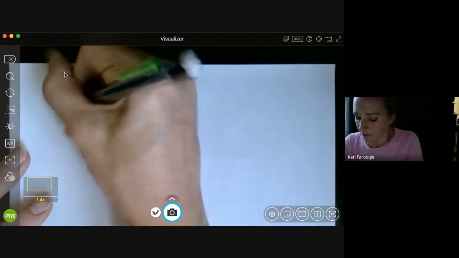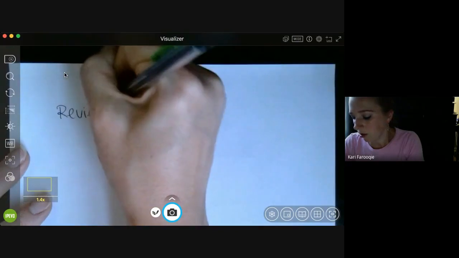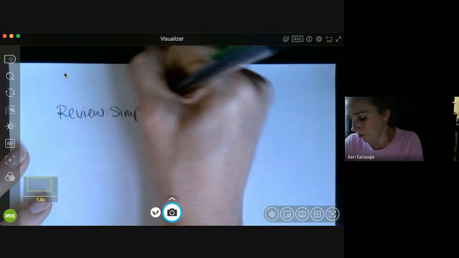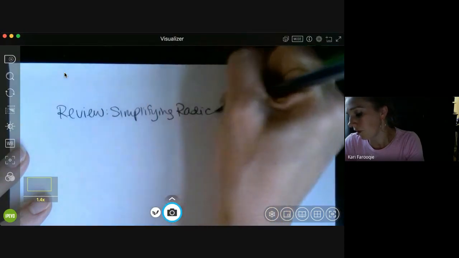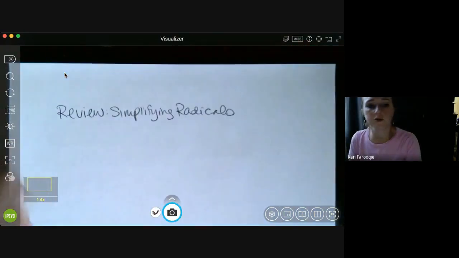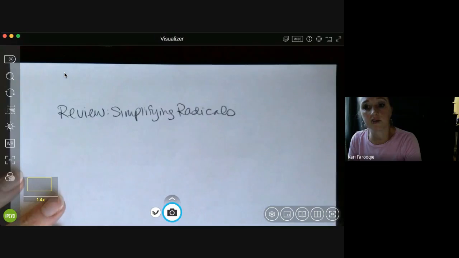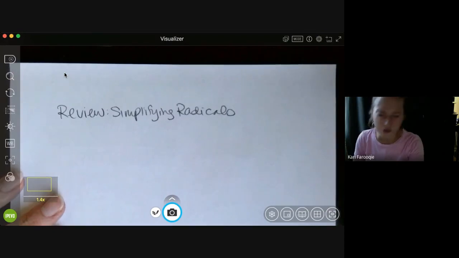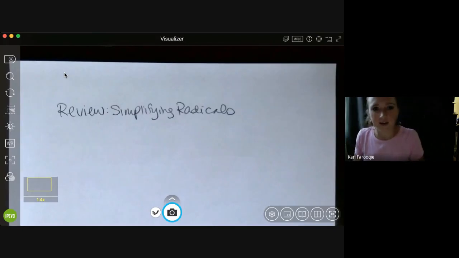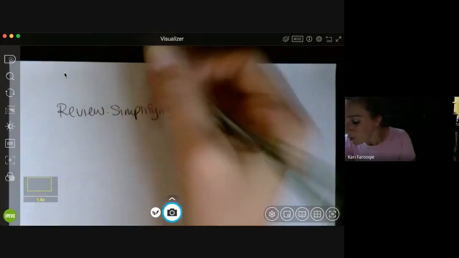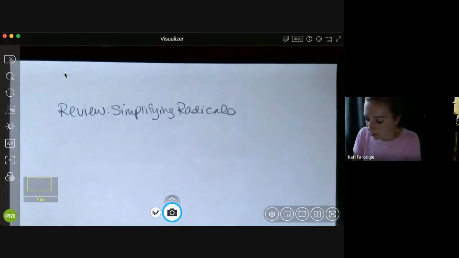Okay, I'm going to call it review, simplifying radicals. If you enter a radical that's not simplified as part of your answer, my math lab is going to give you the canned feedback that says, although your answer is equivalent to the correct answer, it's not written in the correct form. And you're going to get so tired of seeing that box, you're going to get angry. So I want to make sure that we know how to simplify these radicals.